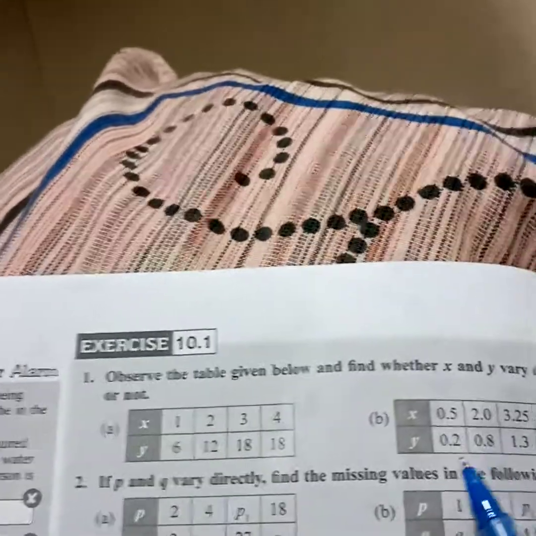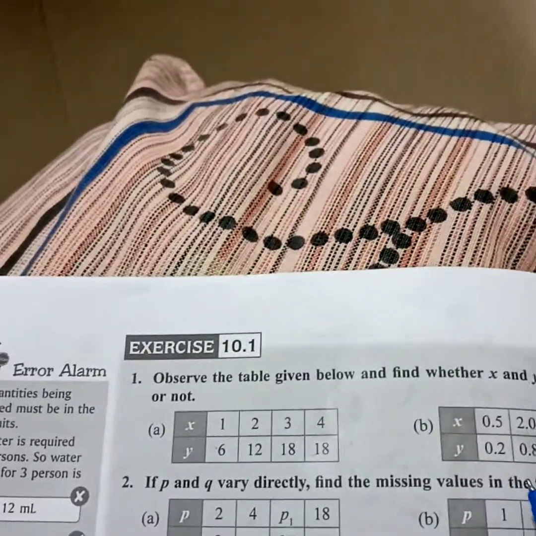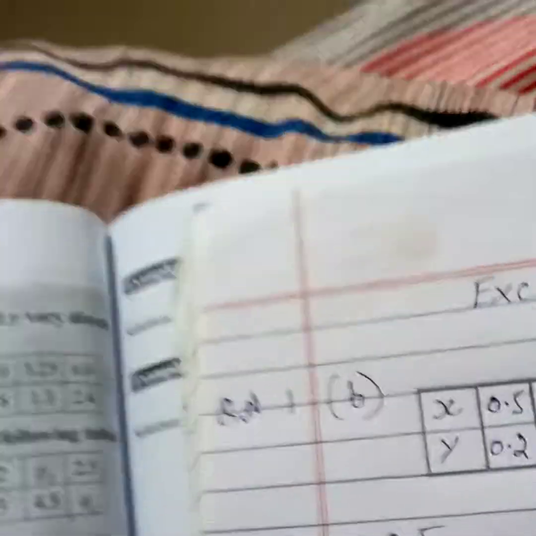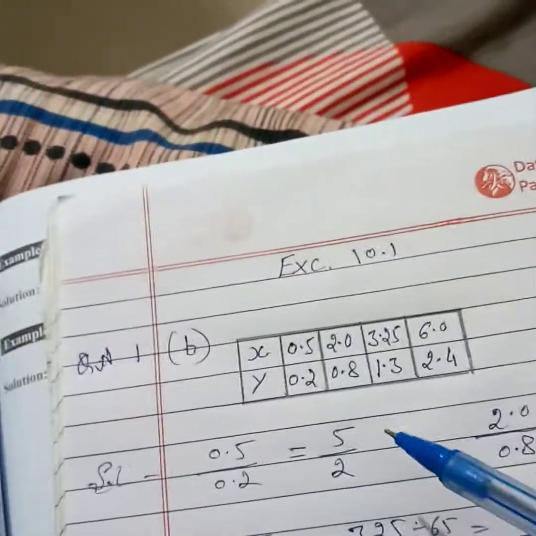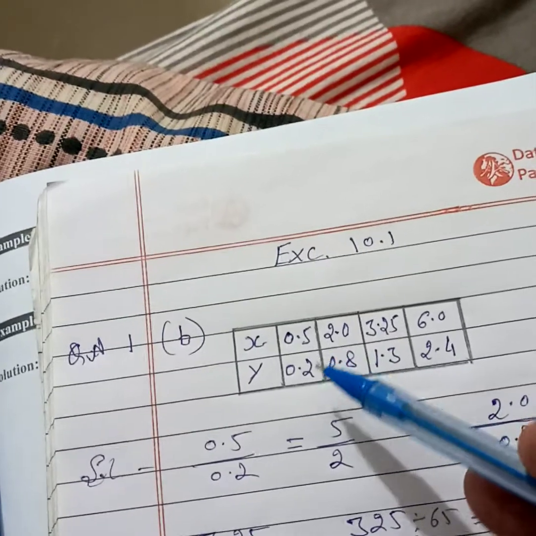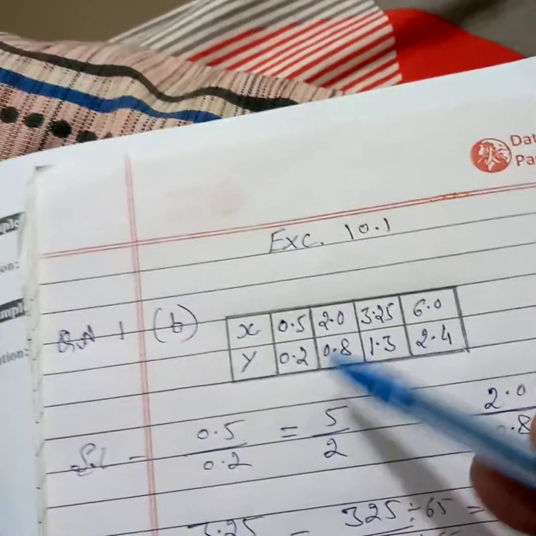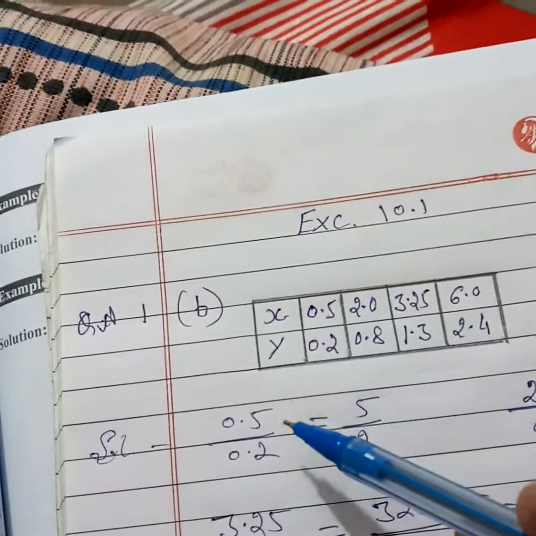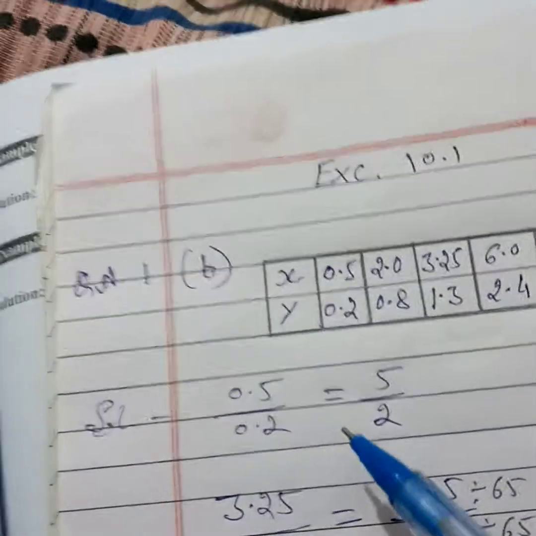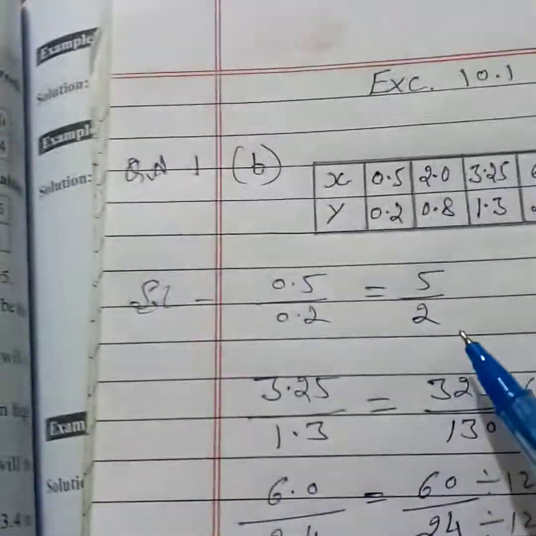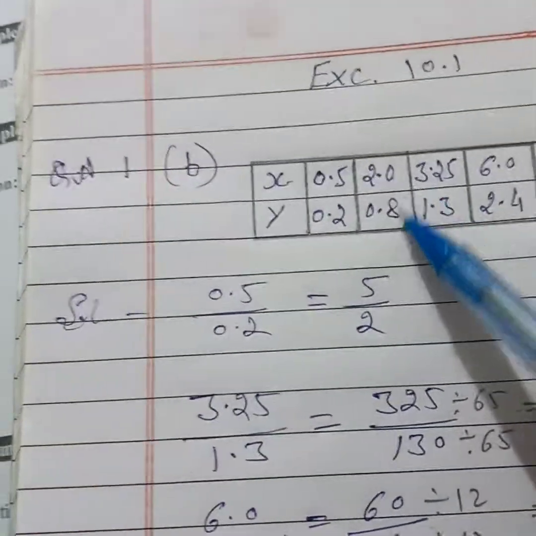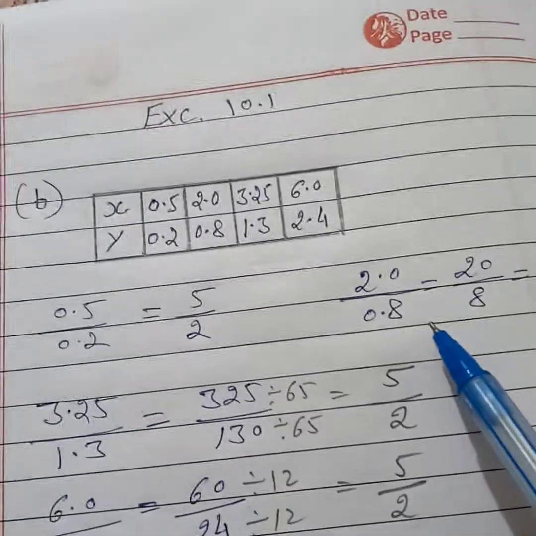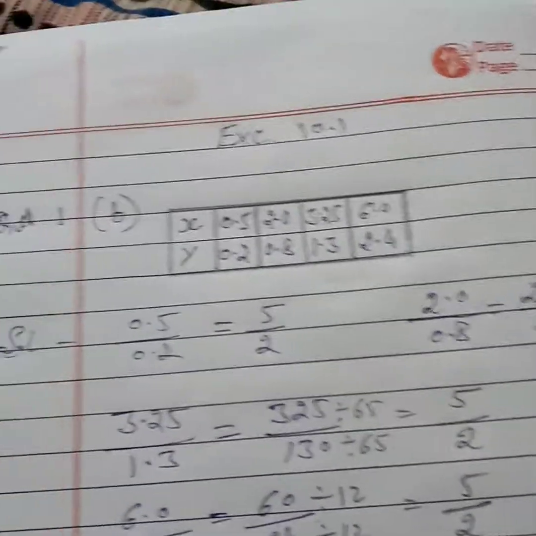The values of x and y are given and you have to find whether x and y are directly proportional. When you have to check whether x and y are directly proportional, you have to find their constant value by dividing them. Now, when you divide 0.5 by 0.2, the answer is 2.5. When you divide 2 by 0.8, it is also 2.5.